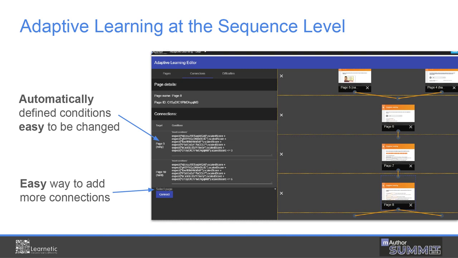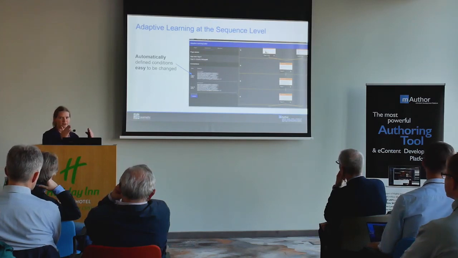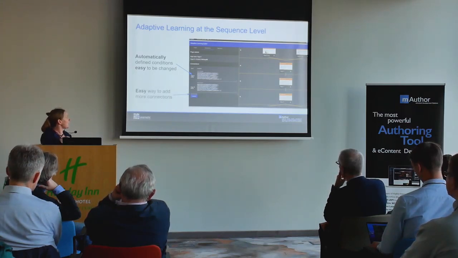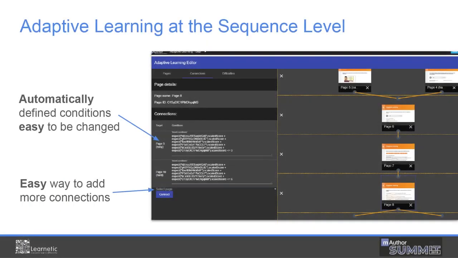There are the easy, automatically defined conditions. If you have two paths, if you have less than 50%, you go to the left side. If you have more than 50%, you go to the right side. If you have more paths, it will be equally divided. And you can always add another connection, because you can say that if someone here got a very good score, he will go here.